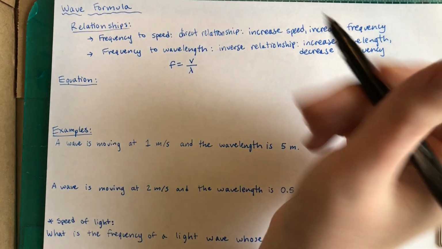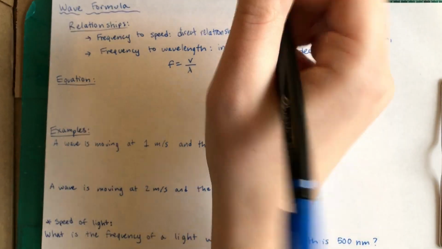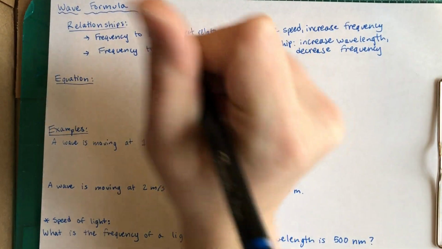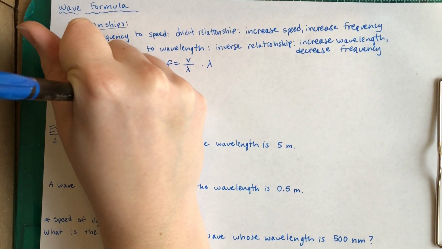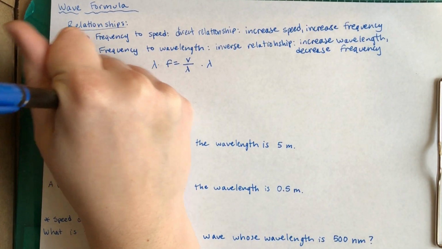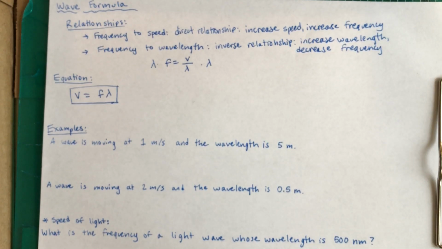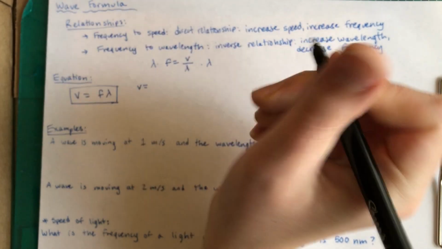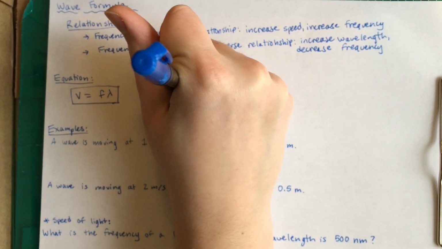But because dividing things is kind of annoying and it's easier to multiply them, the way that this equation usually gets written is if we were to multiply both sides by the wavelength lambda, we would get v equals f lambda. And this is the way that it is written on the reference table. So v equals the wave speed.